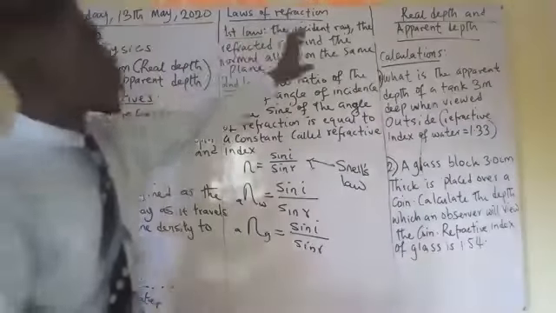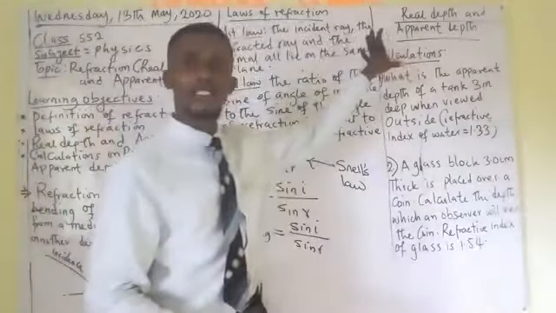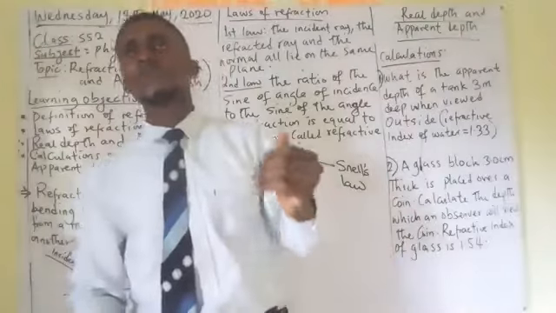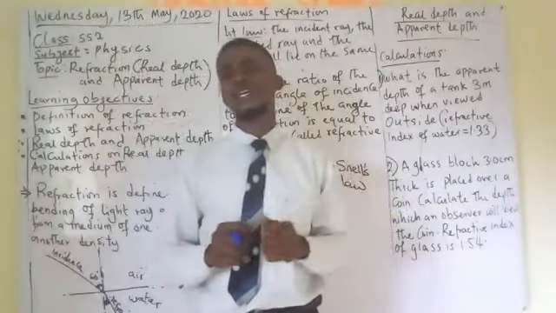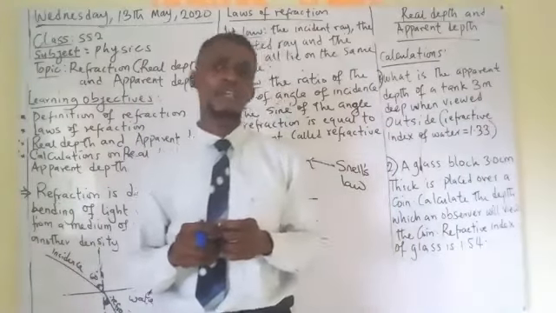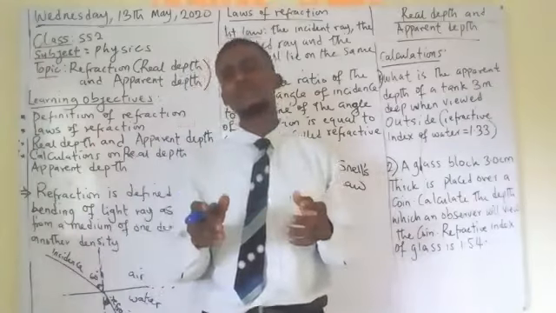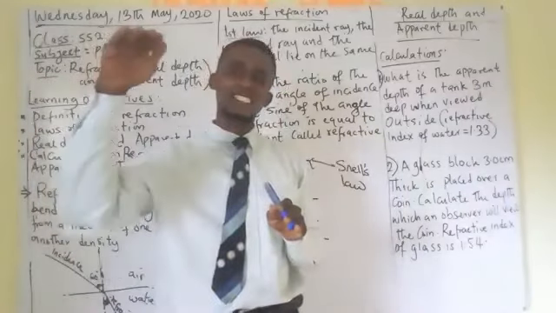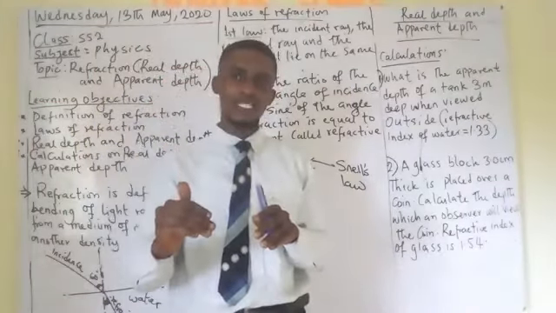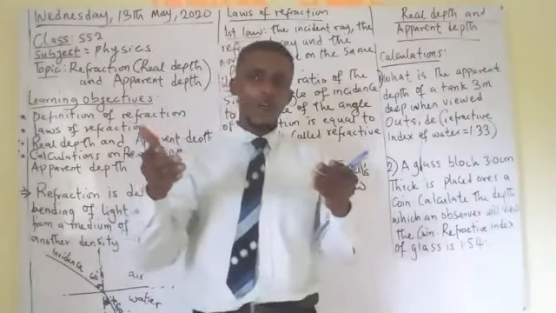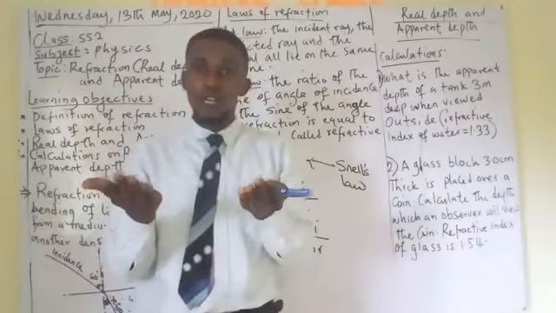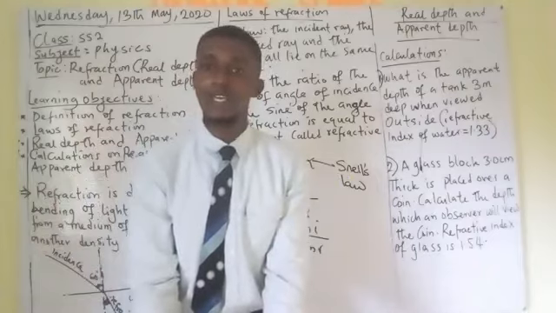Now, let us go to real depth and apparent depth. What is real depth and what is apparent depth? Let us look at a case study where you have a man swimming inside a swimming pool. If you look inside the swimming pool, you notice that the man appears to be shallower than where he actually is. That is because refraction tends to bring the height of the man up, although the man is at the base of the swimming pool.